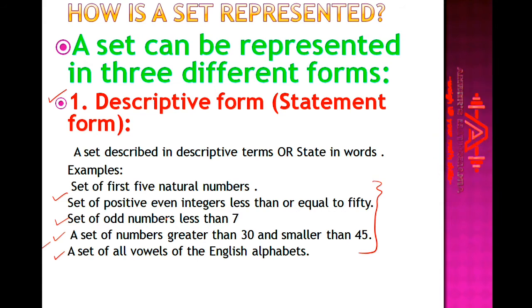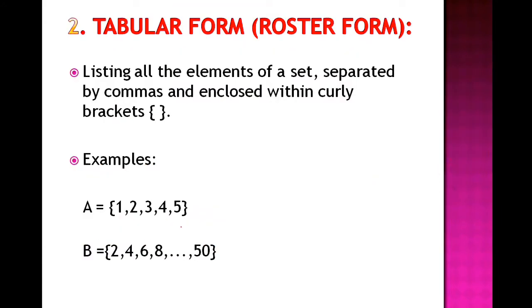And the next one is tabular form, or roster form. If we are listing down all the elements of the set separated by commas and enclosed within curly braces, this form of a set is called tabular form or roster form. For example, if we are saying the set of the first 5 natural numbers, and we list it down in this way, this is called tabular or roster form. B is the set of even numbers from 2 to 50.